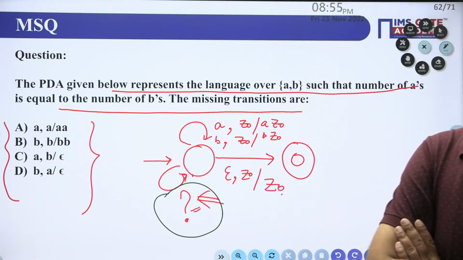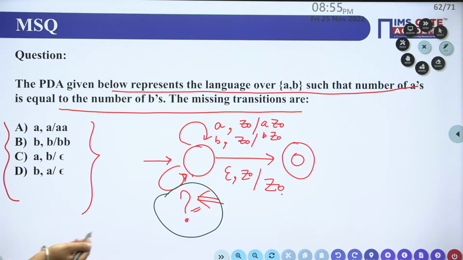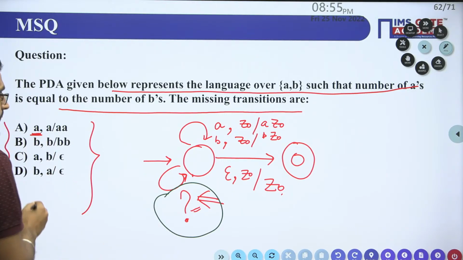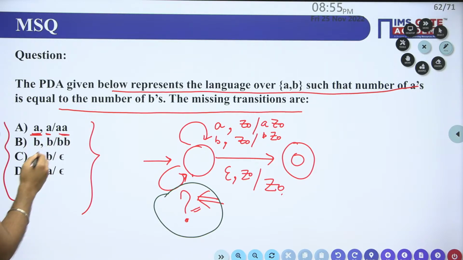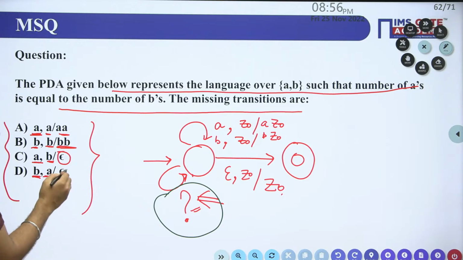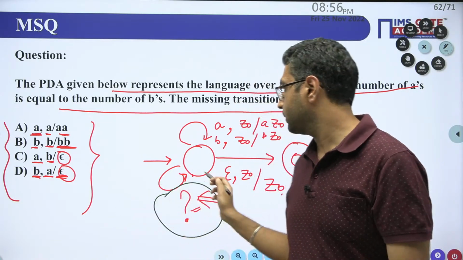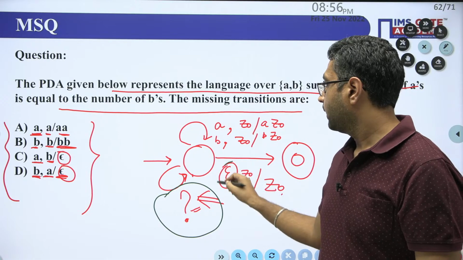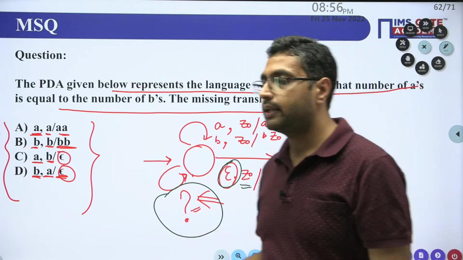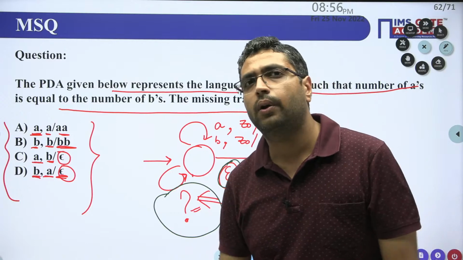Okay, so now everybody has given the right answer. It is A, B, C, D. All of them need to be done. If A's are coming and we already have an A on top, you keep on pushing A's. If B's are coming and you already have a B on top of the stack, you keep on pushing B's. But if there is an A and on top of the stack is a B, you pop it out. If it is a B and the top of the stack is an A, you pop it out. So if at the end all of the symbols are exhausted and you reach epsilon, and the top of the stack is Z0, then you know that the number of A's is equal to the number of B's, and therefore A, B, C, D is the right answer. So similar questions can be asked on PDAs.